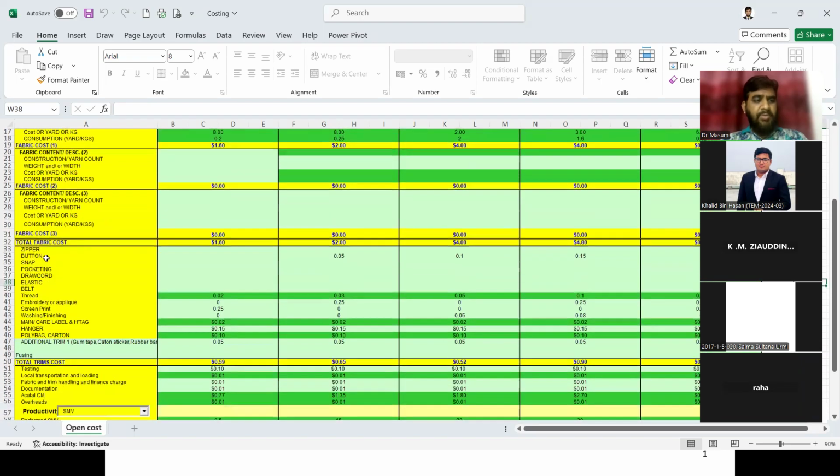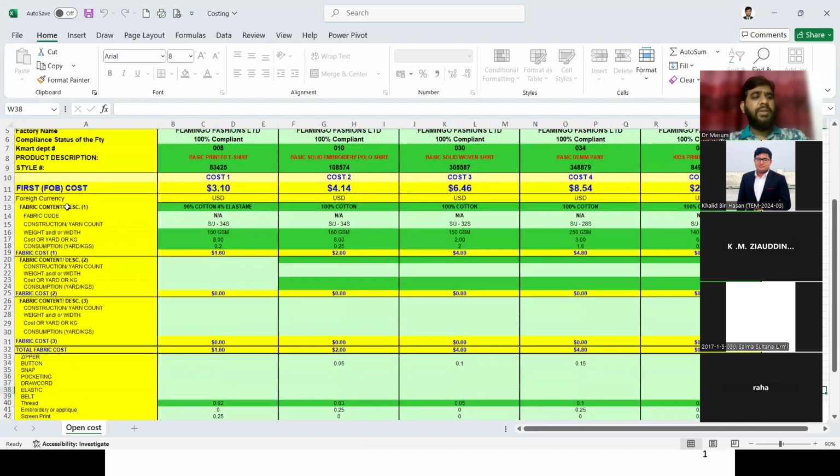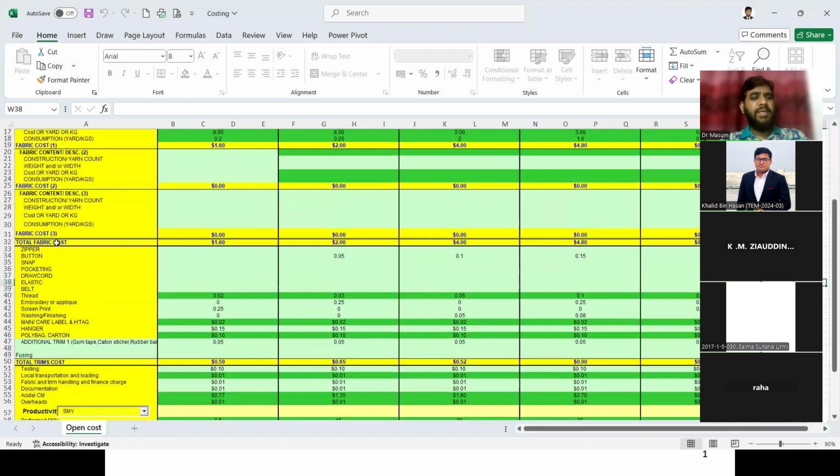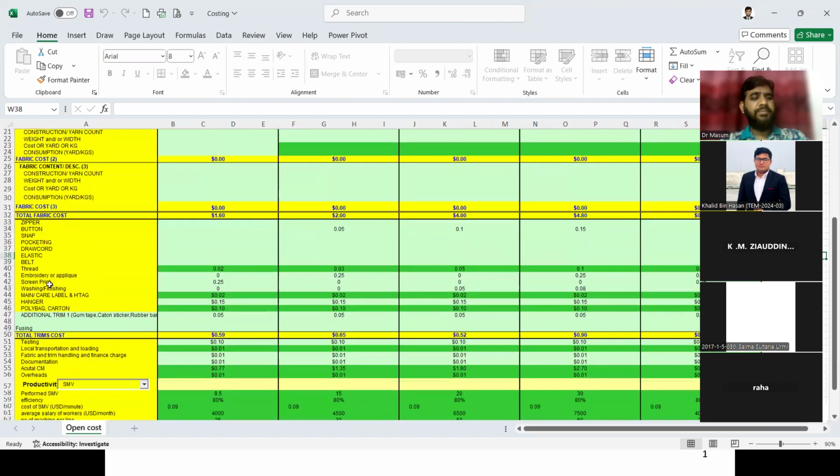Then you include accessories. Accessories are also direct materials. And what is the definition of direct materials? If you can remember, direct materials means the materials which can be traced with the finished output. Fabric we can trace. The button here, we can trace. This is known as direct materials. So fabric is direct materials. Trims and accessories are also direct materials. And the different types of trims and accessories are given here.